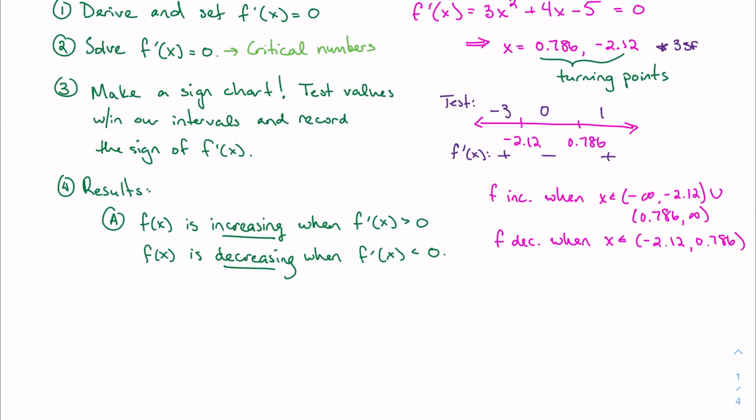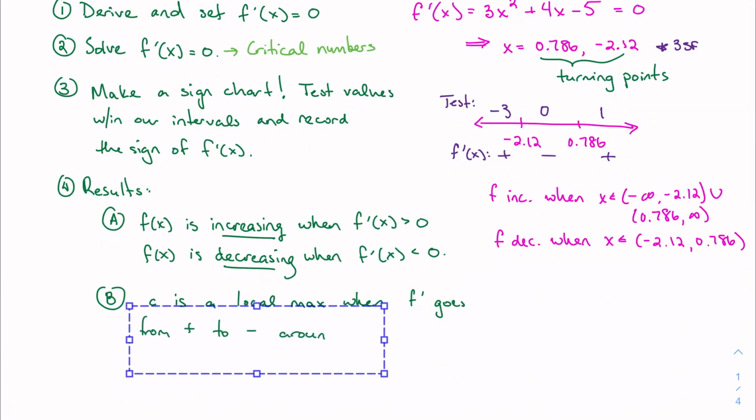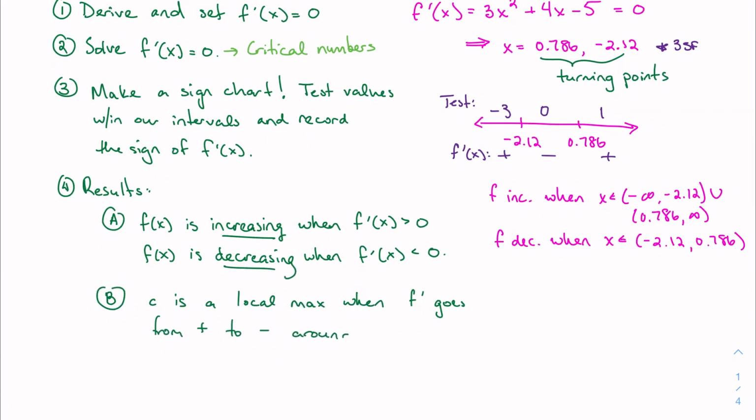Let's look at another important part of my results. So I'll say some number c is a local maximum when the derivative of x goes from positive to negative. Maybe I should move that down so I have room to write. It goes from positive to negative around that number c.